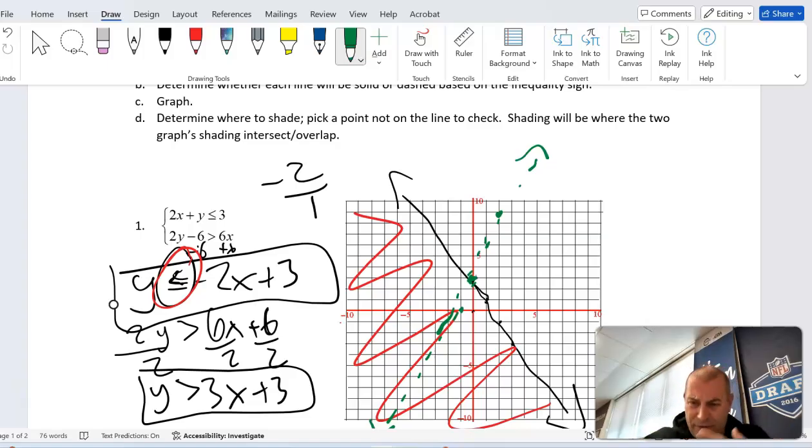Now, as you start to develop some tendencies, I do want to let you know what's out there. I'm going to plug it in here. So 0 greater than 0 plus 3. Is 0 greater than 3? Remember, I'm testing out this point right here.